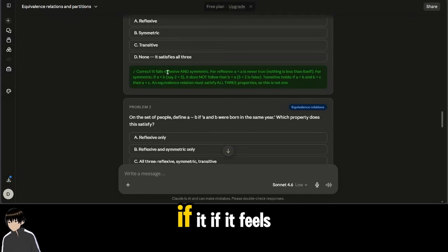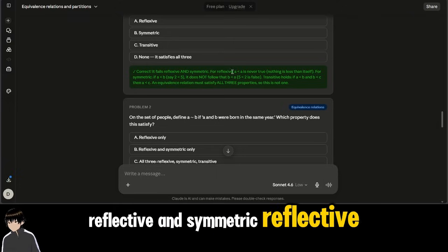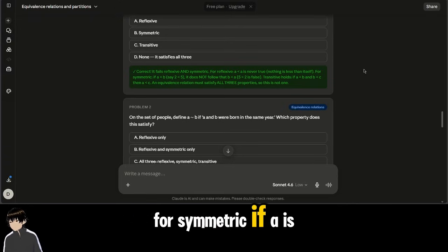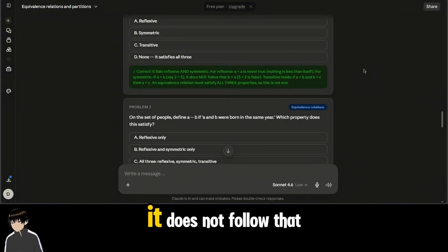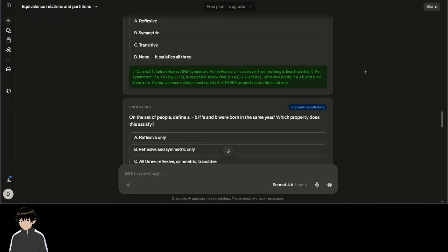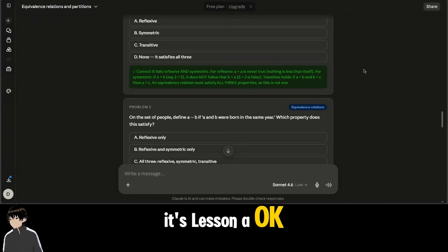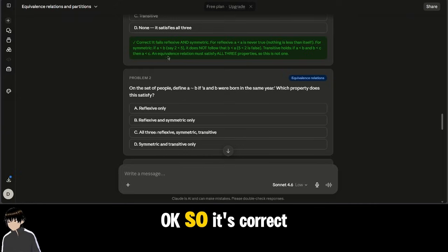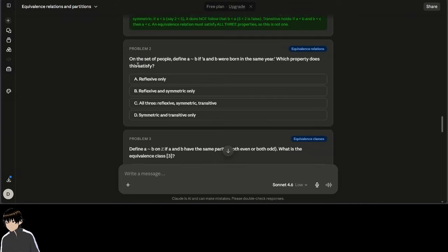It says correct, it fails reflexive and symmetric. Reflexive: A is less than A. It's never true. Nothing is less than itself. For symmetric, if A is less than B, it does not follow that B is less than A. Equivalence requires all three parts, so it's not one. So it is correct. Let's go to problem 2.